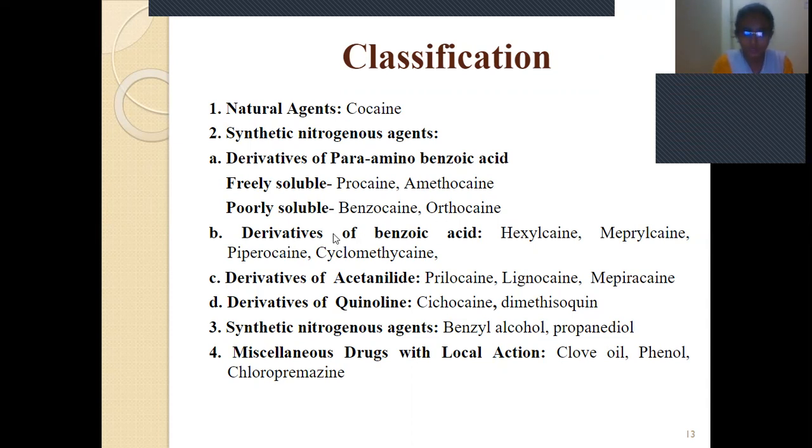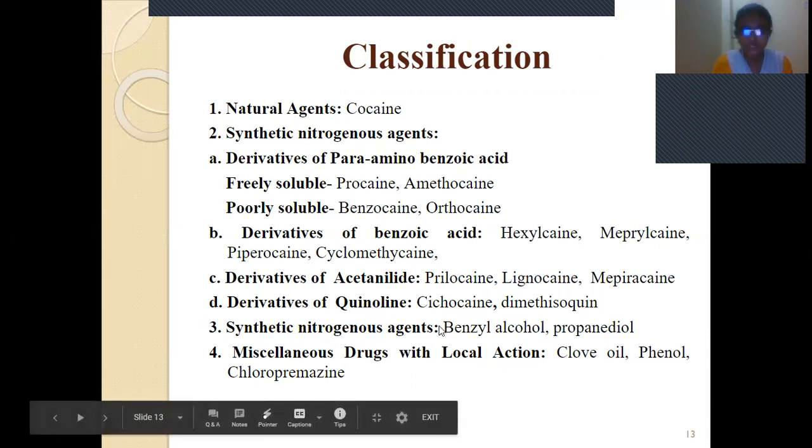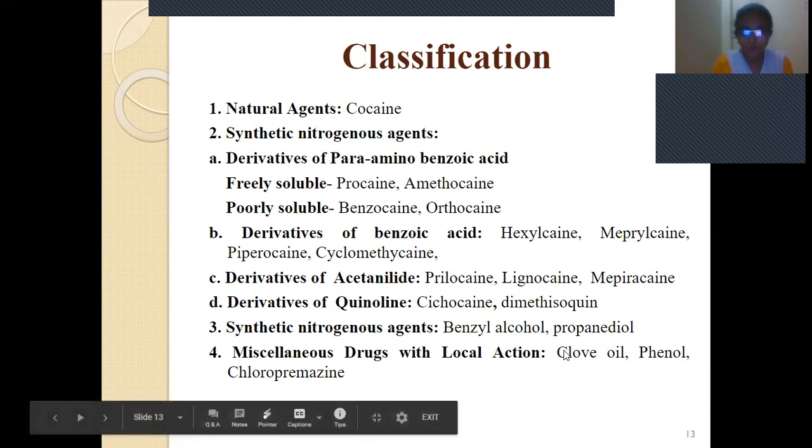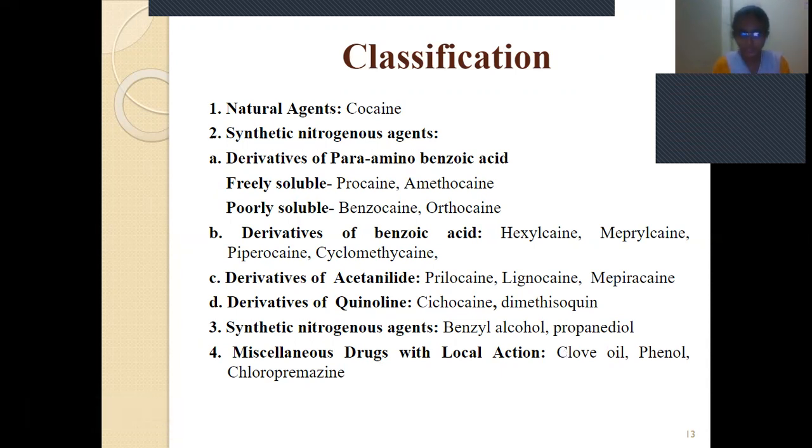So next one is derivatives of benzoic acid. Example hexylcaine, meprylcaine, piperocaine, and cyclomethycaine. Next one is derivatives of acetanilide. Examples are prilocaine, lignocaine, and mepivacaine. Derivatives of quinoline, cinchocaine and dimethisoquin. Other synthetic nitrogenous agents are benzyl alcohol and propanediol, and miscellaneous drugs are clove oil, phenol, and chlorpromazine. I will explain it again.